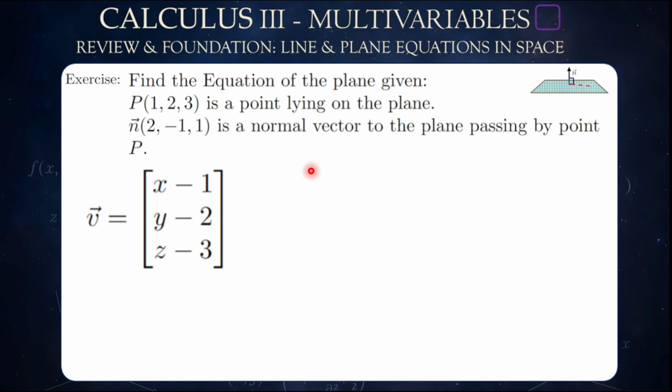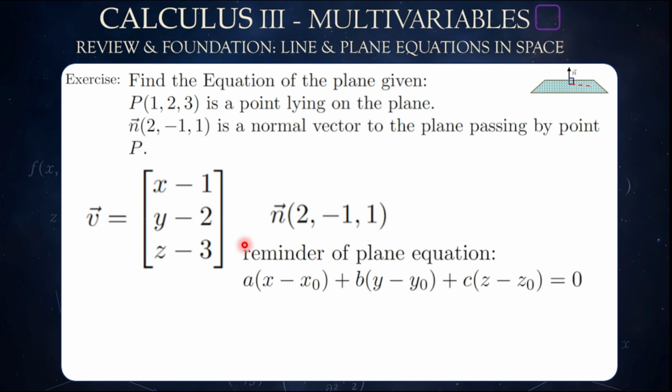V, or the director vector that is between the point P that is well defined and a random point that we choose on the plane, is given by x minus 1, y minus 2, and z minus 3. Or in other words, x minus x0, y minus y0, and z minus z0. As for the normal vector, we already have it. It is (2, -1, 1).